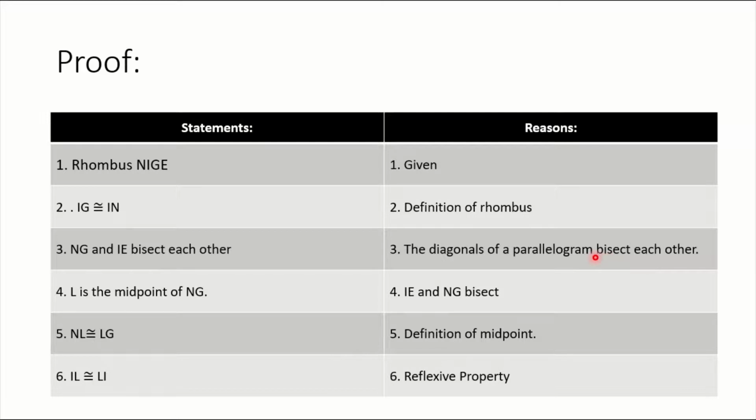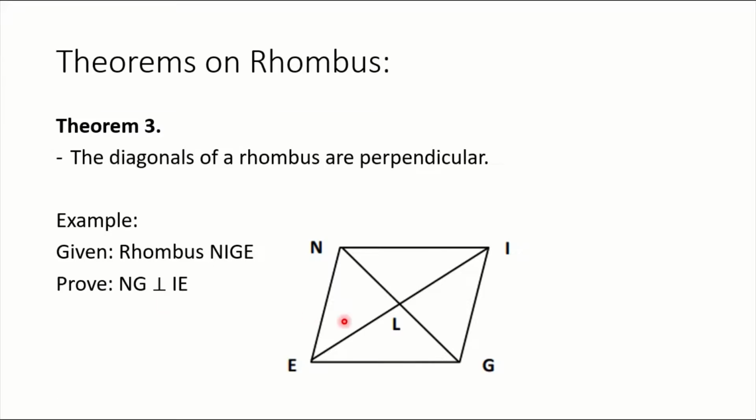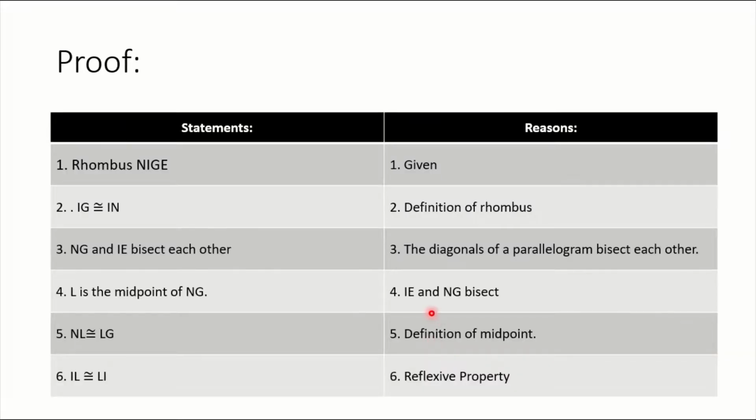The diagonals of a parallelogram bisect each other. And L is the midpoint of NG. So, IE and NG bisect. Doon sila nag-meet. Kung saan sila nag-meet, yun yung midpoint nung NG.